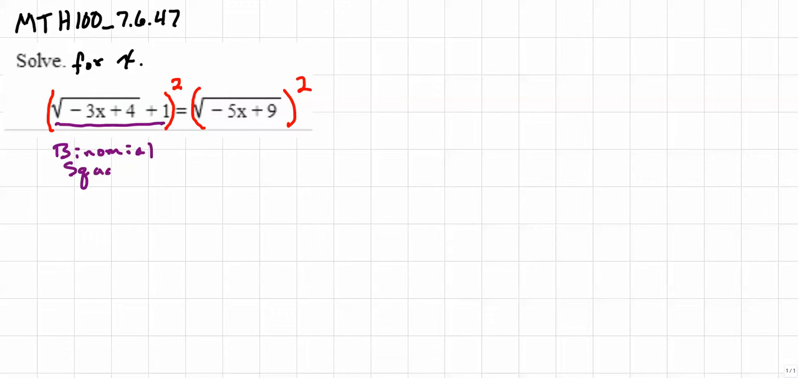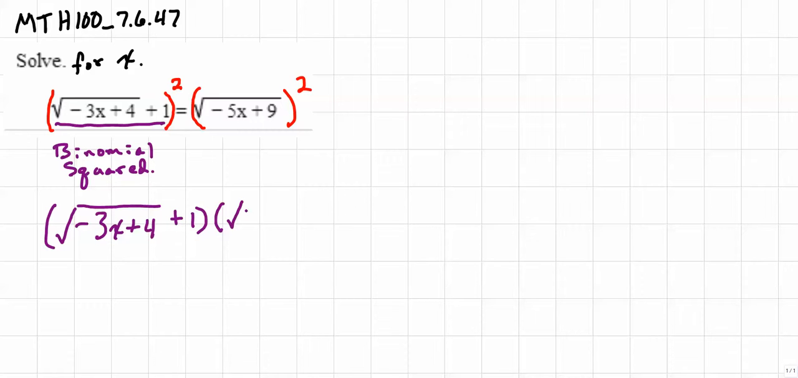And you can use one of two methods. We're going to use the FOIL method, but you could also use the fact that a plus b quantity squared is equal to a squared plus 2ab plus b squared. So we'll take this binomial, the square root of negative 3x plus 4 plus 1, and we're going to multiply it by itself since we're squaring it.